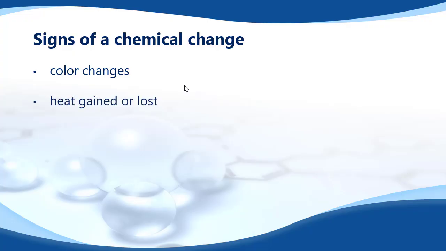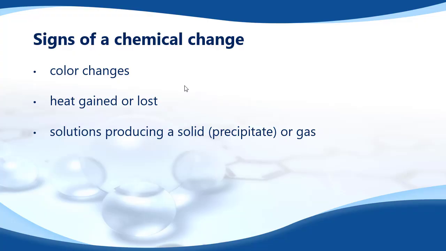Whether you gain or lose heat, so whether the thing gets warmer or colder as the reaction progresses, is a sign of a chemical change. If you produce a precipitate, which is a solid, or if you produce a gas as part of a reaction, so the vinegar and baking soda reaction produces a lot of bubbles, CO2 gas, that's an example of a chemical change.